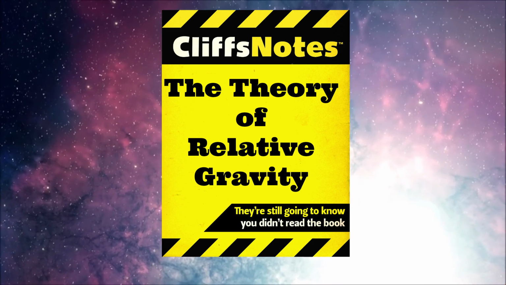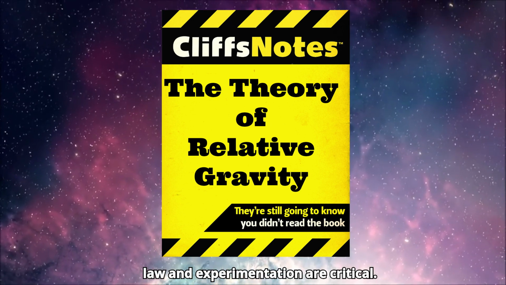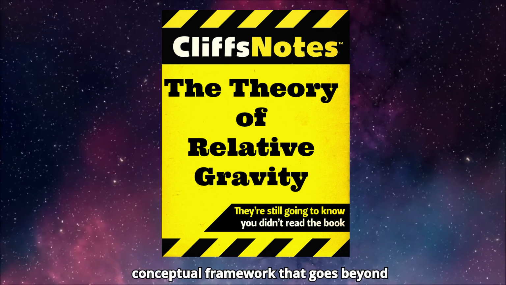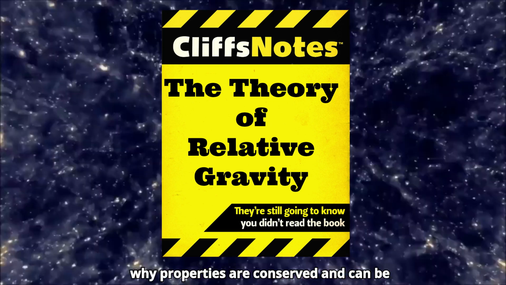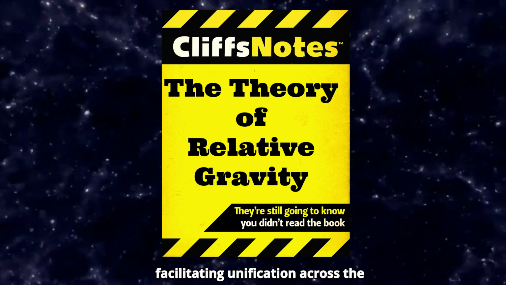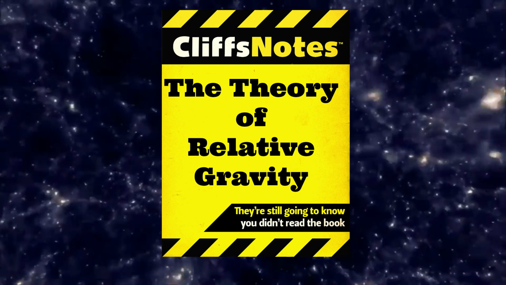In this model, observations of truth, through scientific law and experimentation, are critical, but the polymorphism allows for a conceptual framework that goes beyond pure observation. It provides reason for why properties are conserved and can be inherited across cycles of time, facilitating unification across the different physical laws of the universe.